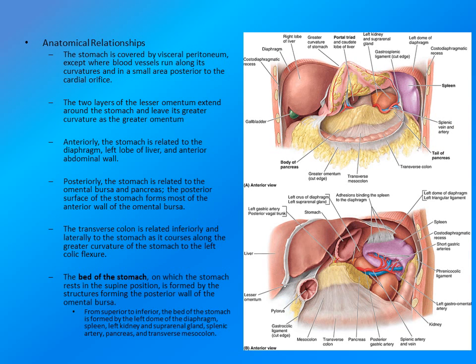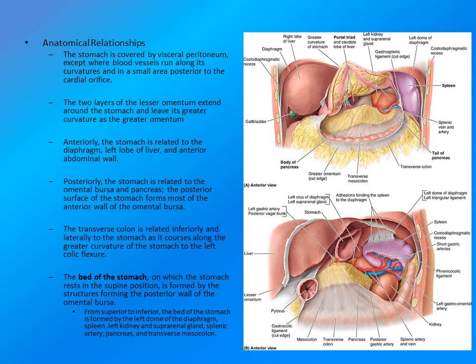There are also several anatomical relationships for which the physician should be aware relative to the stomach. First, the stomach is covered by visceral peritoneum, except where blood vessels run along its curvatures, the greater and lesser curvatures, and a small area posterior to the cardiac orifice. The two layers of the lesser omentum extend around the stomach and leave its greater curvature as the greater omentum.